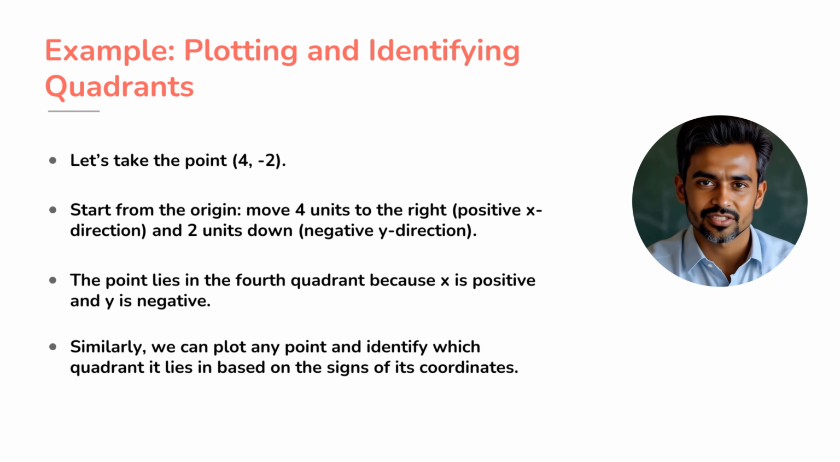Similarly, the point (-3, 5) lies in the second quadrant because the x-coordinate is negative and the y-coordinate is positive. Now, let's plot these points and see their locations.